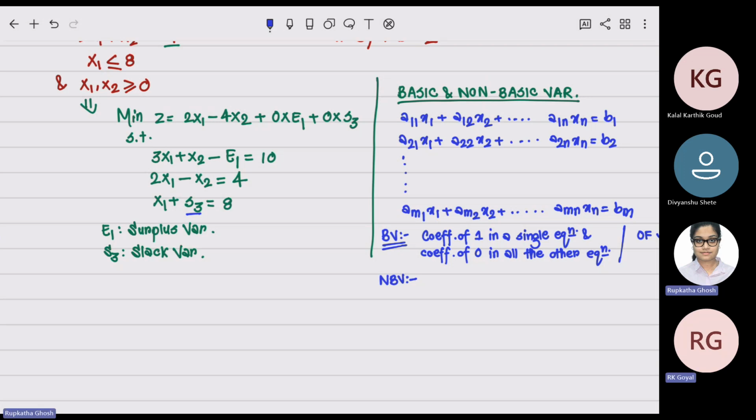Because E1 is also a basic variable, isn't it? No, E1 has -1. Yes, right? So this is the thing.